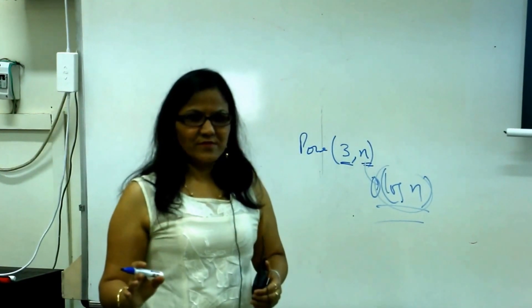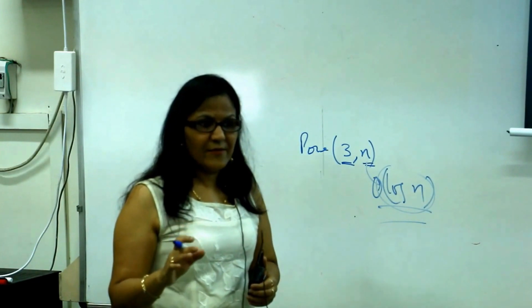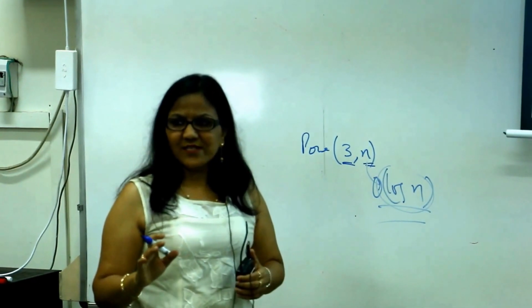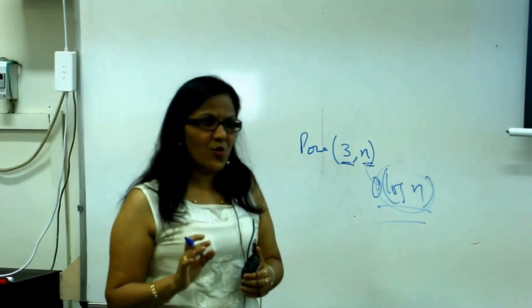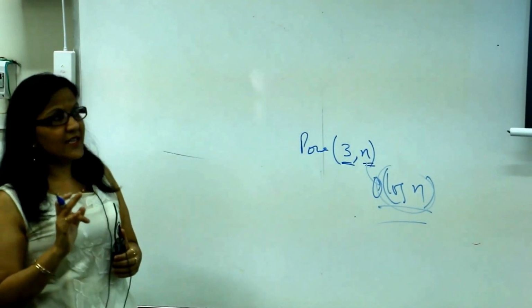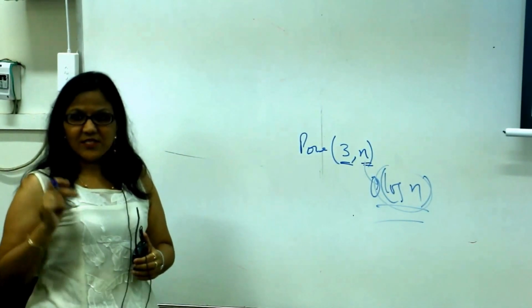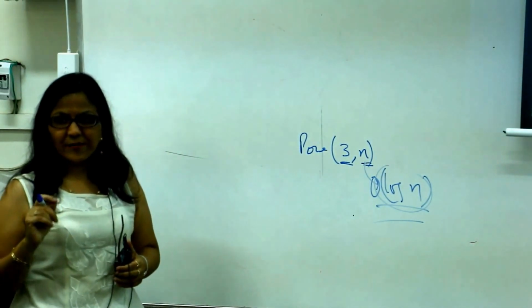Simple question. How many bits does it require to store n? That everybody understands. We require log n bits to store n, right? So the input size is log n in this case, in the first case, and not n. N is the input, size of the input is log n.